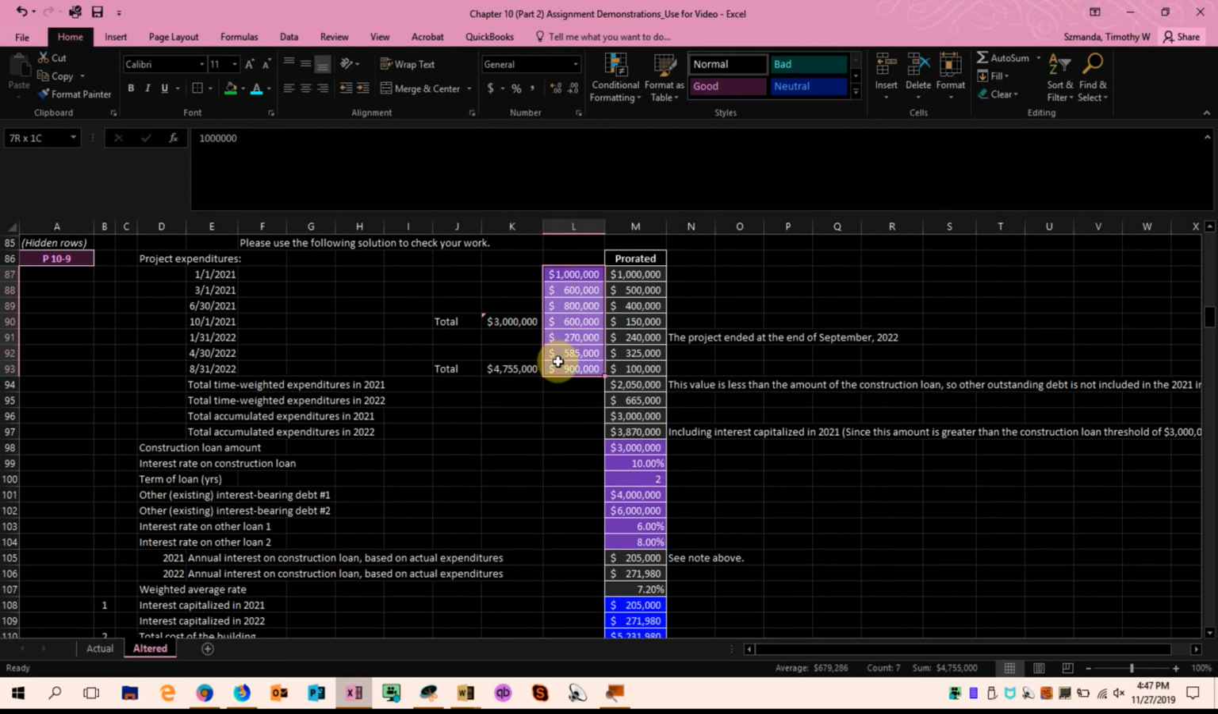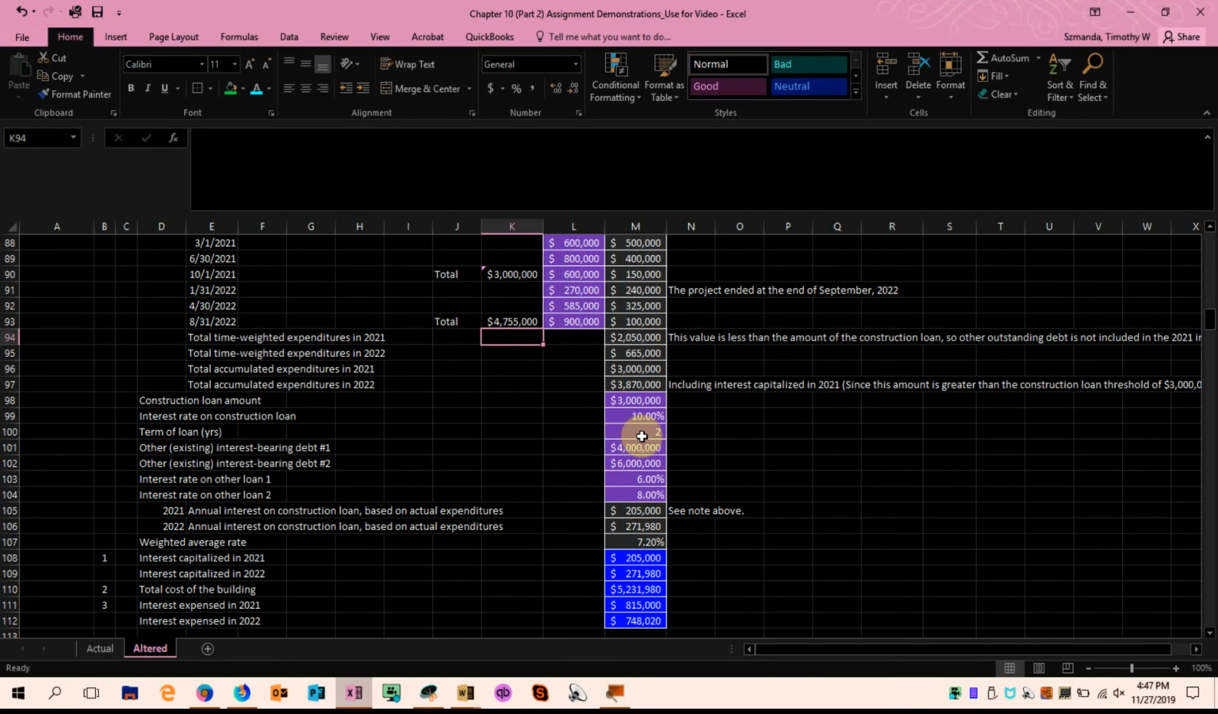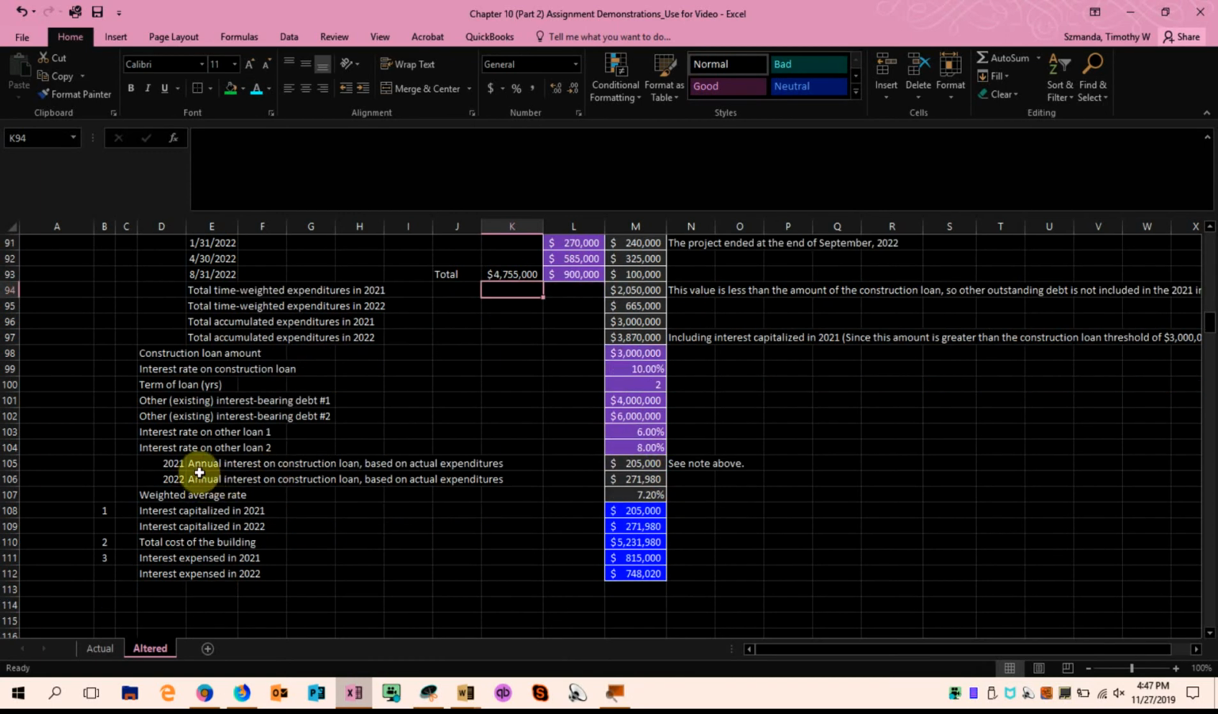All right, let's take a look at this then. These are the actual expenditures in both years. I've just provided sums of the gross amount of the expenditures. We've got all the data on the loans. One of the things we're going to need to determine is what is the annual interest to be capitalized.